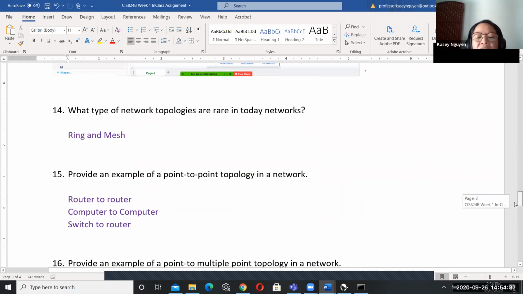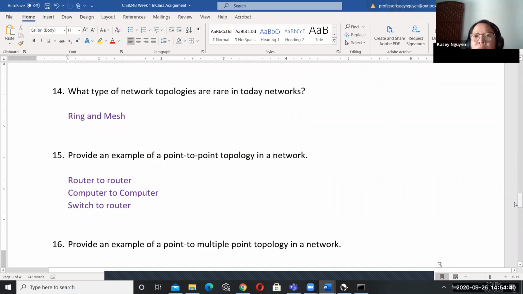An example of a point to multiple points. Let's say I have data in a system and I want to send it to everybody in the network, and we can broadcast it. Think about the radio. They broadcast it from one location, but everybody that turns on that channel receives it. So you can have it from a point to multiple points.